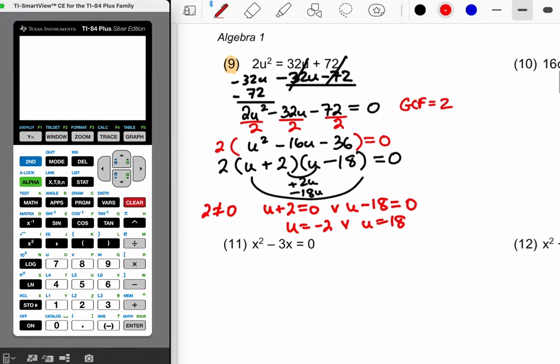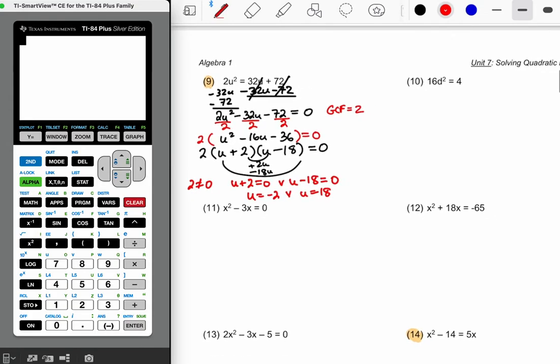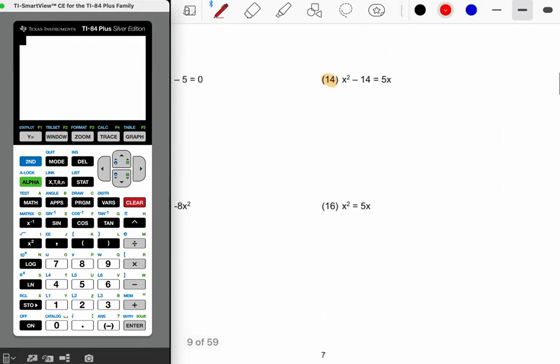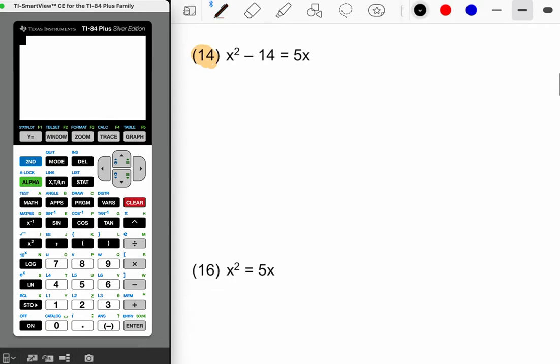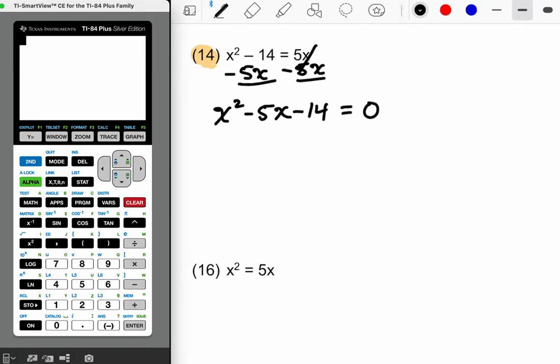Okay. So the next one would be number 14. Same deal. Actually, a lot of them had this in common, where one side of the equation needed to be equal to 0, but that wasn't the case, so we had to make an adjustment. Here I'm going to subtract the 5x from both sides. You get x squared minus 5x minus 14 equals 0. Now it's in the appropriate trinomial form.